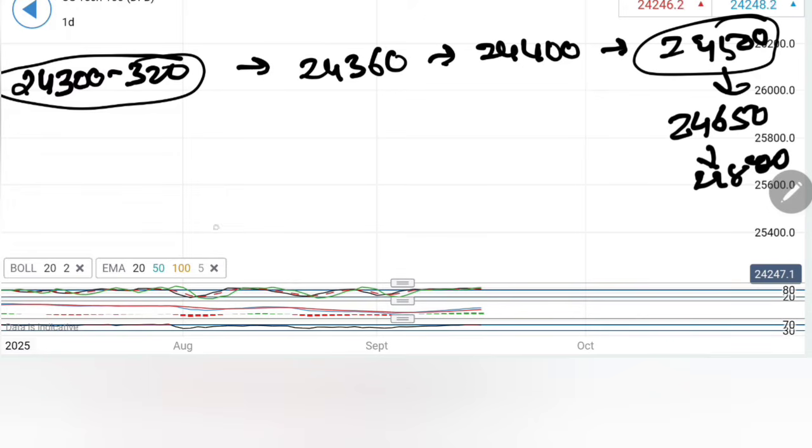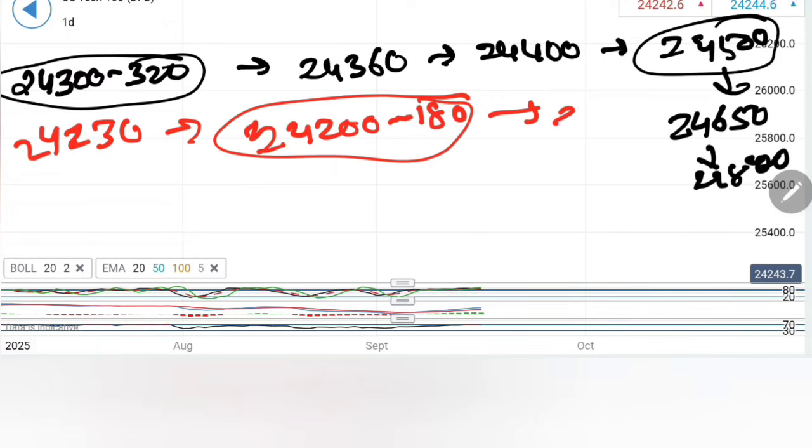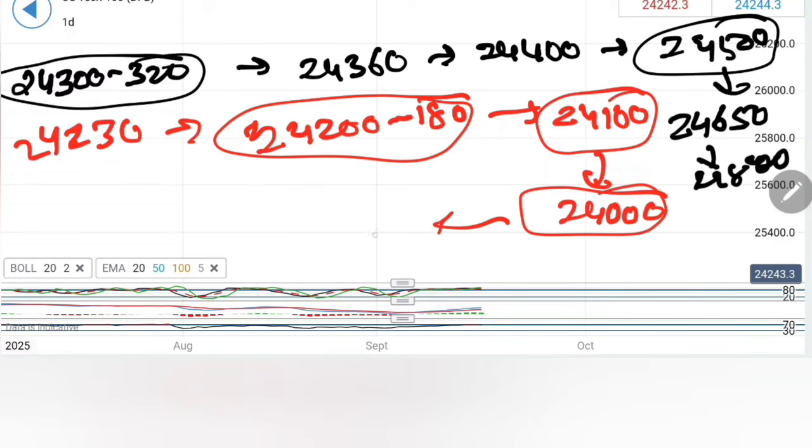Chances for which appear to be less. However, these are markets. Anything and everything is possible. On the downside, I will recommend you to sell at 24,230. Expect 24,200, 24,180 as the first target levels, then 24,100 the next, then 24,000. And if it trades below 24,000, the possibility is there that 23,800 will be seen today itself. Trade accordingly. Let's move to Dow.